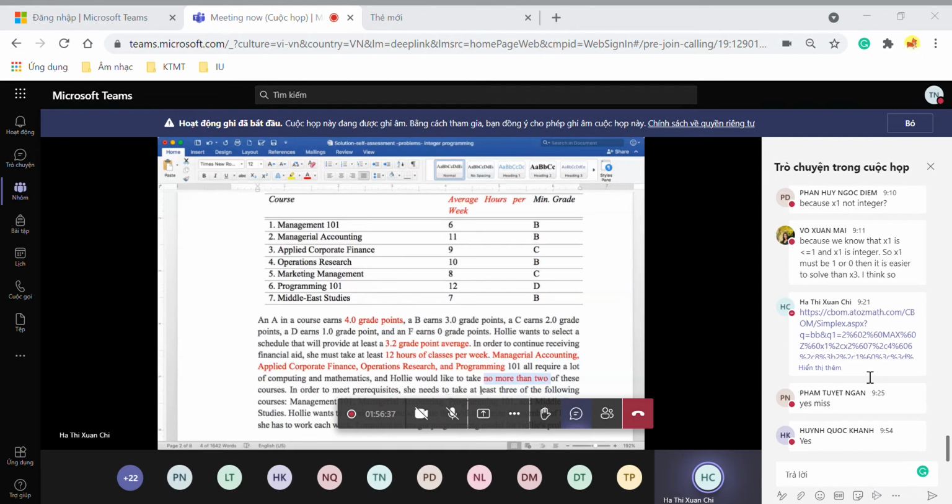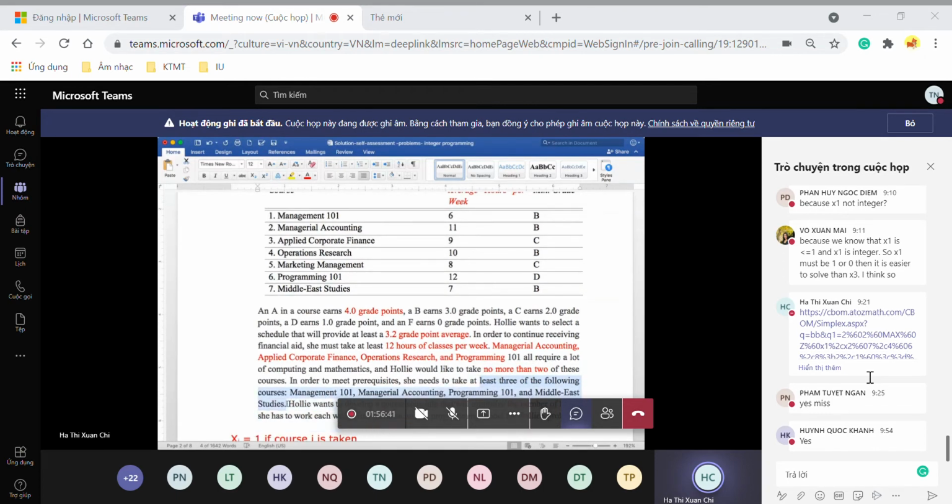She needs to take at least 3. At least 3, follow this. She only wants to develop the class schedule with the minimum number of hours. So right now, how can we formulate that?